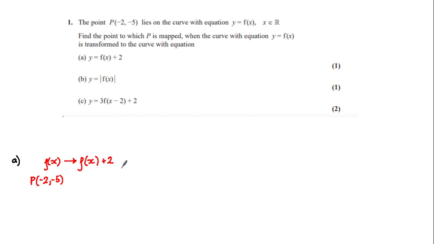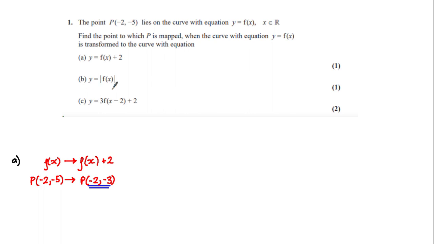Assuming you are familiar with the rules of transformation of functions, the transformation of f(x) to f(x) + 2 is the same as a vertical translation by 2 units upwards, and therefore in order to find the mapping of P on this translation, we simply need to add 2 to the y coordinate of P, and we get that P is (-2, -3).